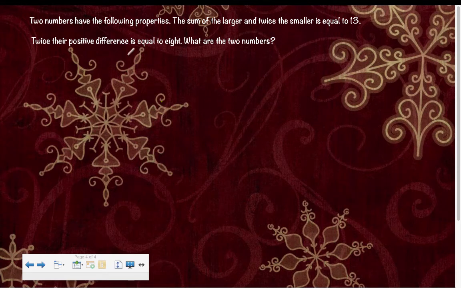All right, and the last problem, remember this is problem number 3, is a word problem. Two numbers have the following property. I don't know what they are, but I'm going to let x be one number, and I'm going to let y be another number. Now, what do they tell me about them? The sum of the larger.